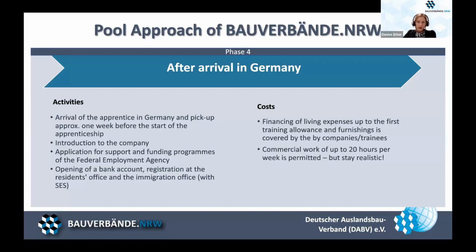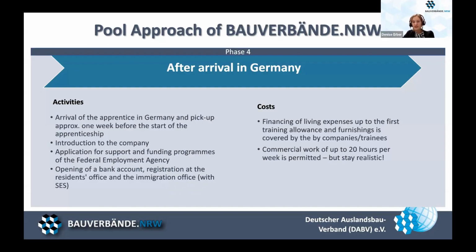So the next steps, as I already said, are opening a bank account, and registering at the residence office and the immigration office to apply for the residence permit. They can do that either with somebody from the company, if the company is big enough and has support, or with the Senior Expert Service, or a different caretaker.